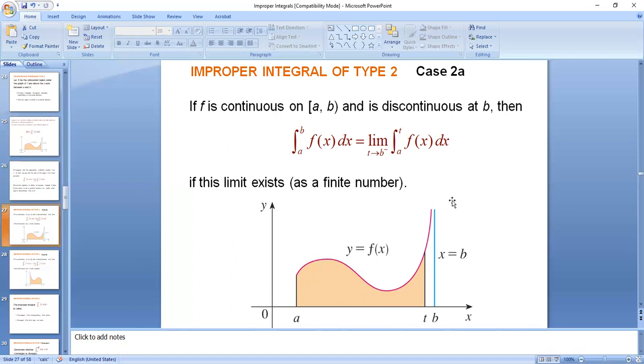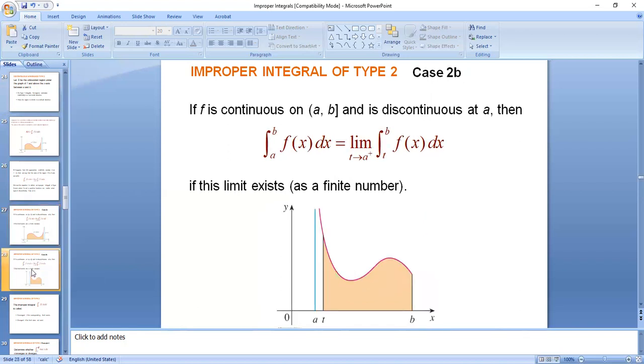The function, the line x equals b, which t is going to approach from the left. You have here from the left side. Okay, another one is from the right. So you will be able to distinguish between the two. If f is continuous on the interval (a, b], where a this time is not included but b is, then the limit, look at it, as t approaches a of the integral from t to b of that particular function. Now this time notice the positive sign here.